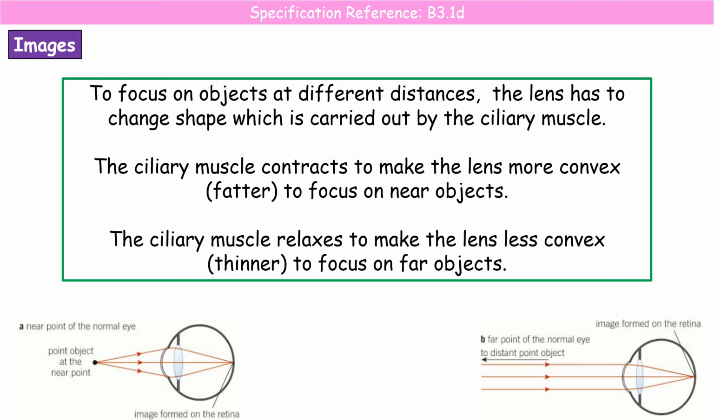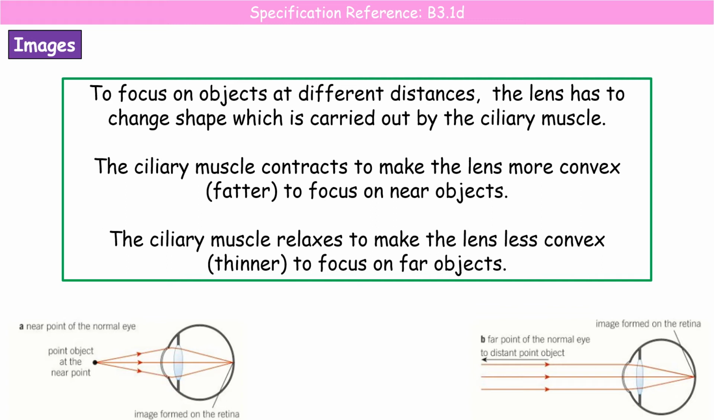So if we're looking at something up close, so when you're reading a book for example, the ciliary muscle contracts and that's then going to make the lens fatter, or the scientific way, more convex. As a result of that, we're going to refract the light more and it brings that light to a focus on our retina perfectly. If we're looking at something far away, so you're looking at something in the distance, then the ciliary muscle relaxes, the lens becomes less convex or thinner, and that then allows us to focus that light on the retina once more.